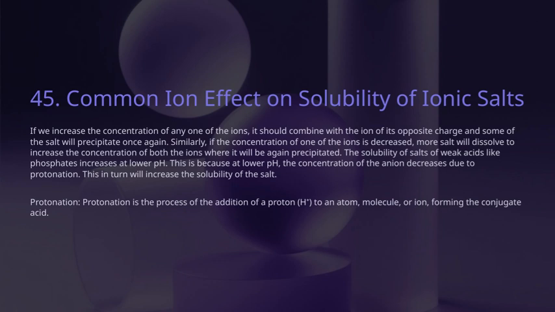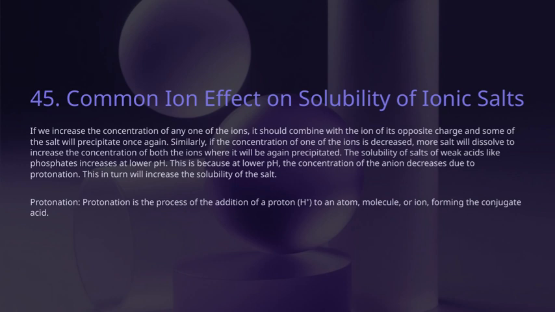Now, moving on to the effect of ion concentration on salt solubility. If we increase the concentration of one of the ions involved, that ion will tend to combine with its opposite charge partner. As a result, some of the salt will start to precipitate out of solution again. Conversely, if we decrease the concentration of one ion, more salt will dissolve to restore the balance, increasing the concentration of both ions until equilibrium is reestablished.